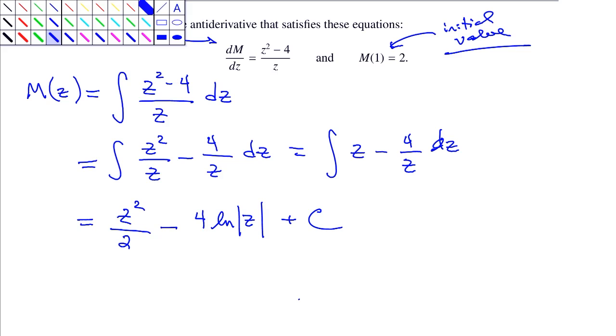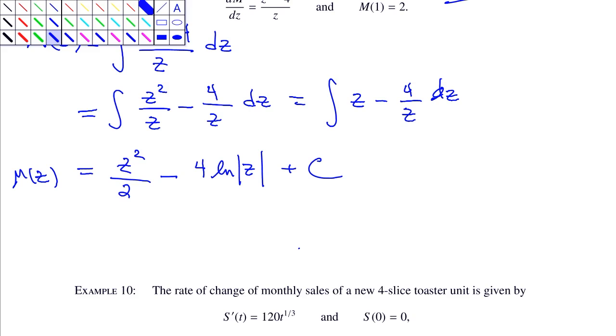Now that's our general solution. We need the particular solution. So I'm going to plug in m of 1. I'm going to evaluate 1 inside the m function. So m of 1 would be 1 squared over 2 minus 4 times the natural log of 1 plus c. That's what m of 1 is.